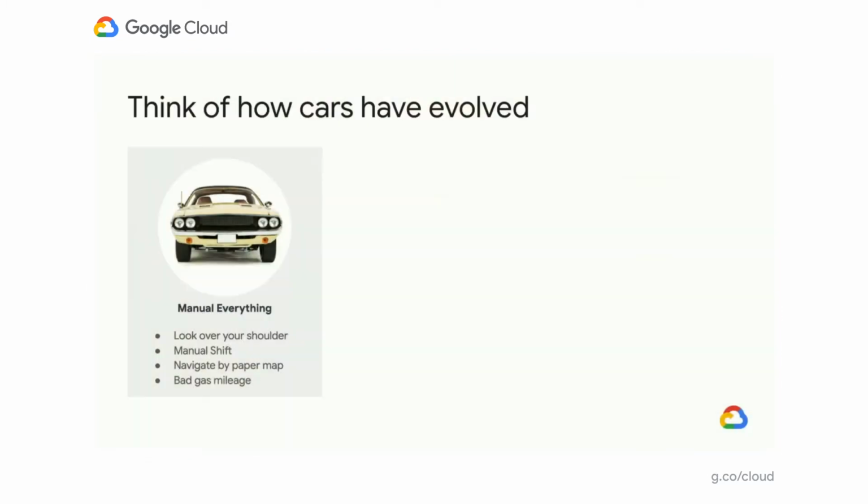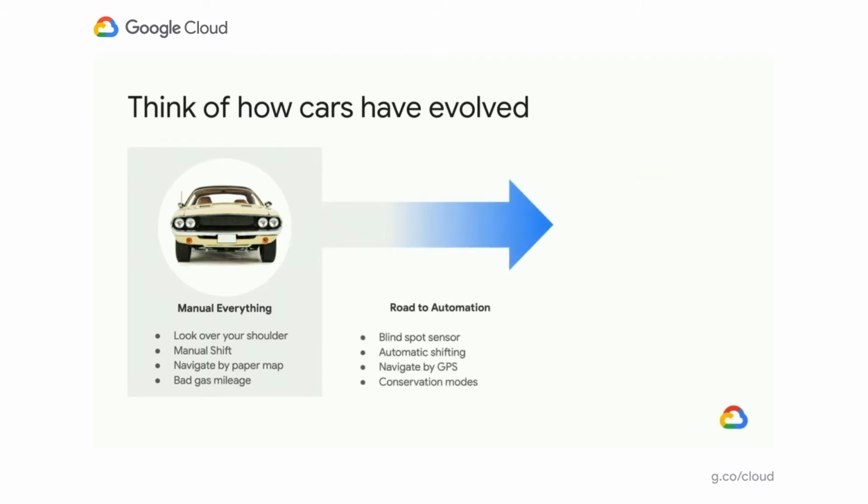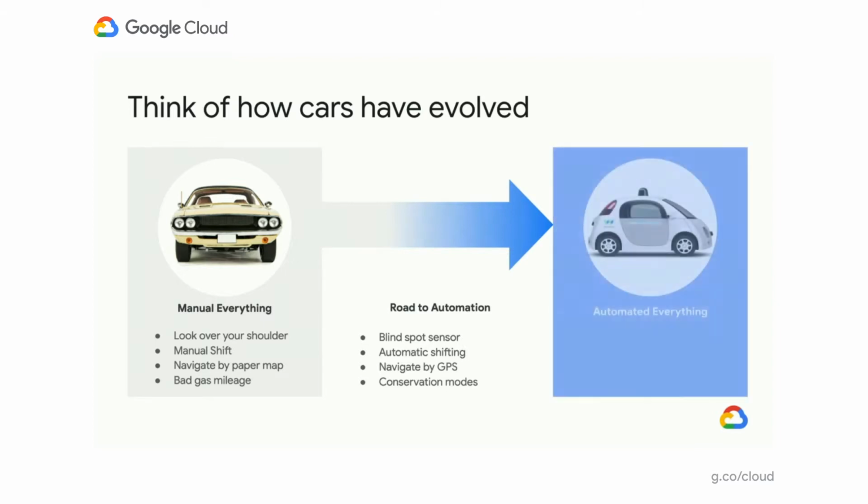At Google, we believe there's a better way, and we believe that the answer is in intelligence and automation. Today's IT environments, whether they're on-prem or in the cloud, feel like a car from the 1970s. Here's a classic model. Everything's manual. You've got to look over your shoulder, shift manually, and look at a map while you don't get particularly good mileage. What we want to do is upgrade your cloud and provide an experience a bit more like a modern car. So how can we provide tools like blind spot monitoring and GPS sensors that make the cloud experience much better and more automated? That's what we've been asking.